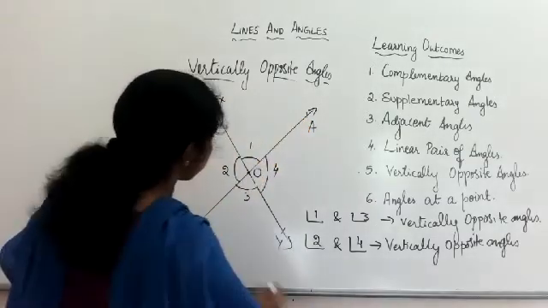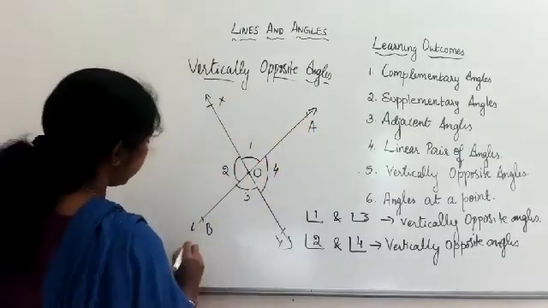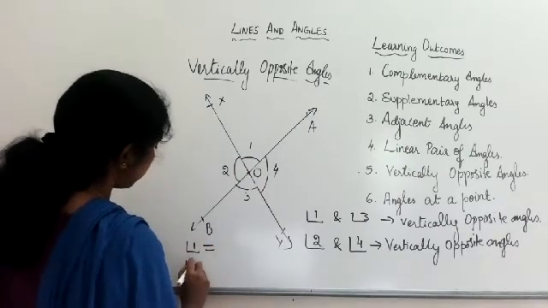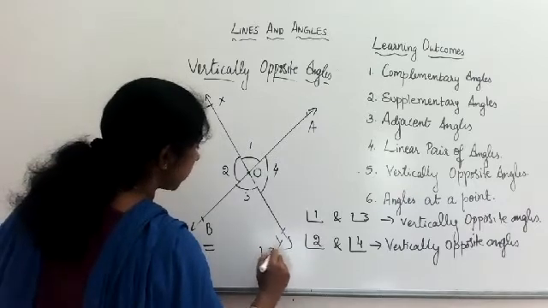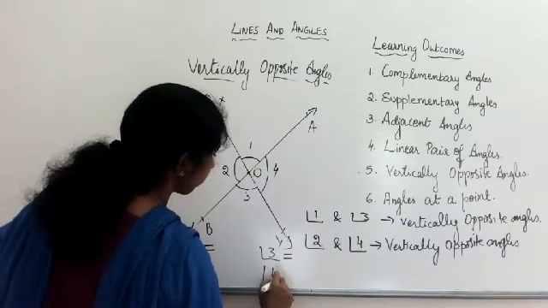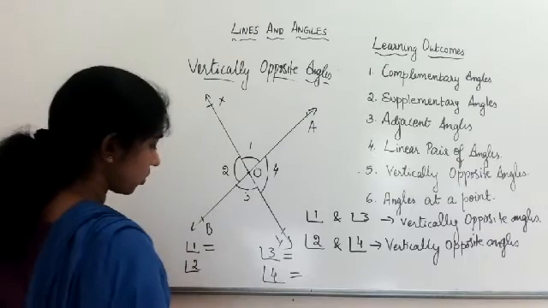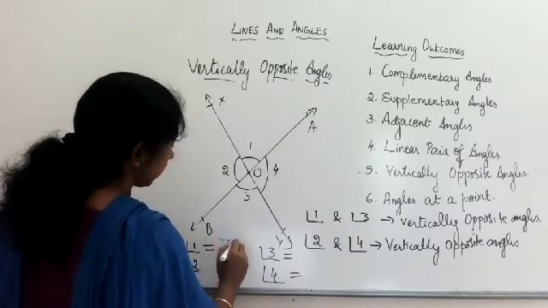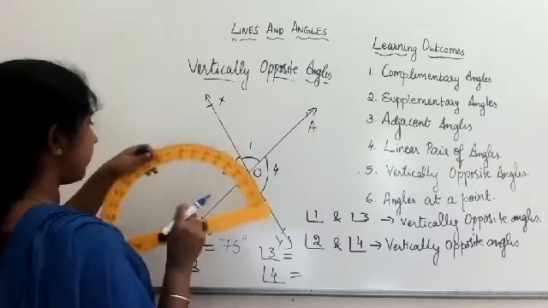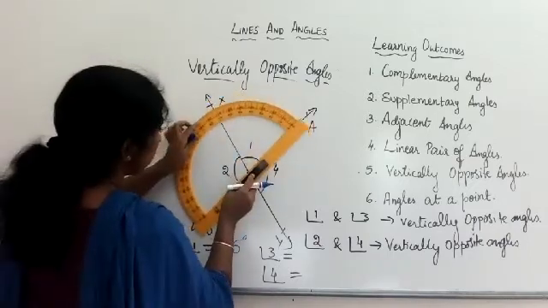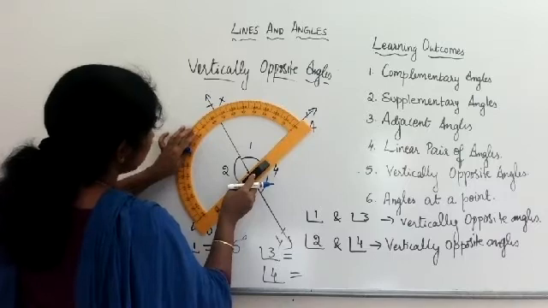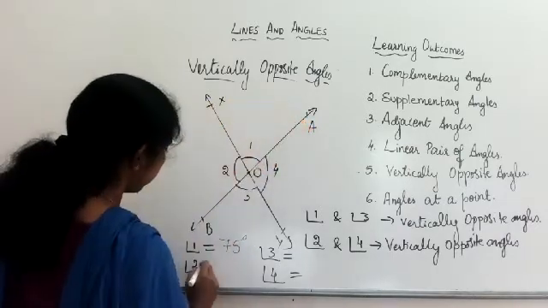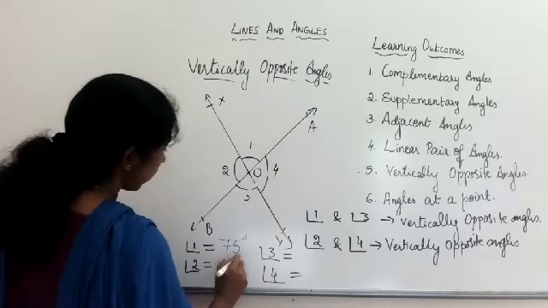So angle 1 is equal to angle 2, how much? We'll see. Angle 3 is how much? We'll see. Angle 4. Okay? So we got angle 1 as 75 degrees. Next we will measure angle 2. Okay? So angle 2 should be, yes, it is 105 degrees. Angle 2 is 105 degrees.